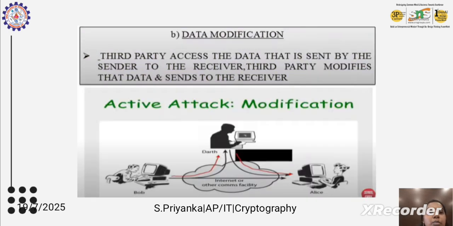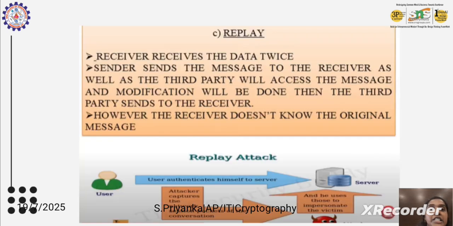Next is data modification. A third party accesses the data that is sent by the sender, modifies the data, and sends it to the receiver. Here the modification takes place in the case of data modification.